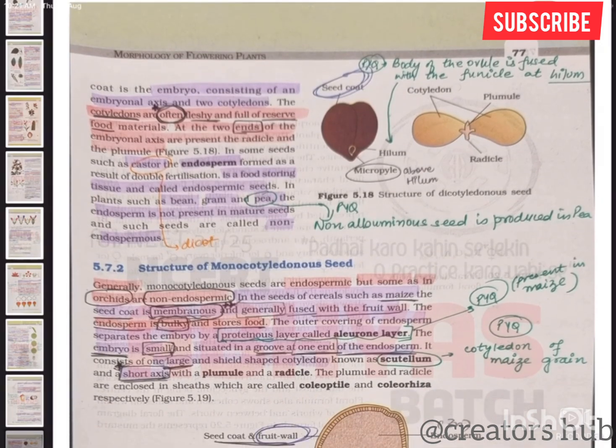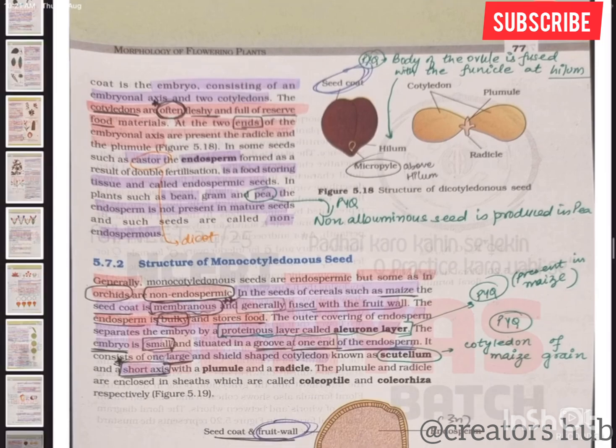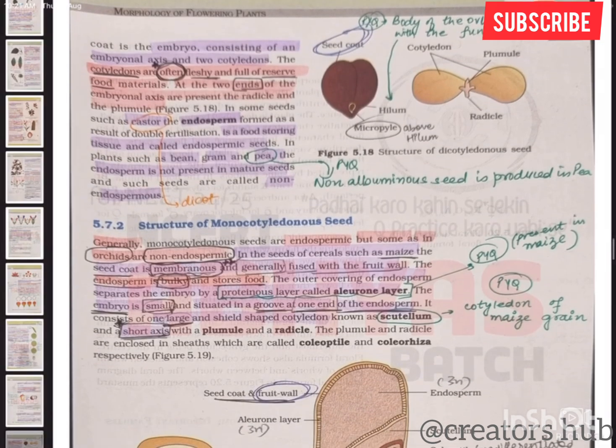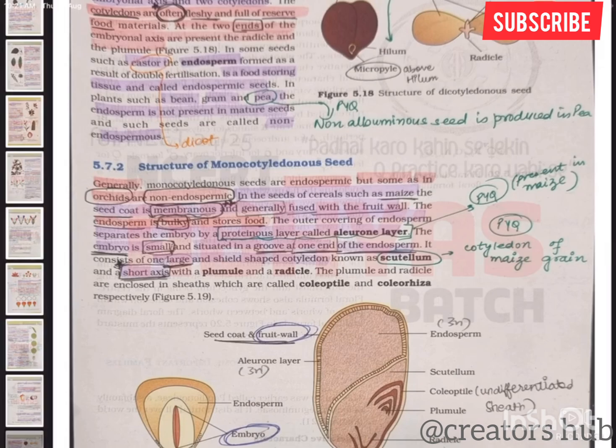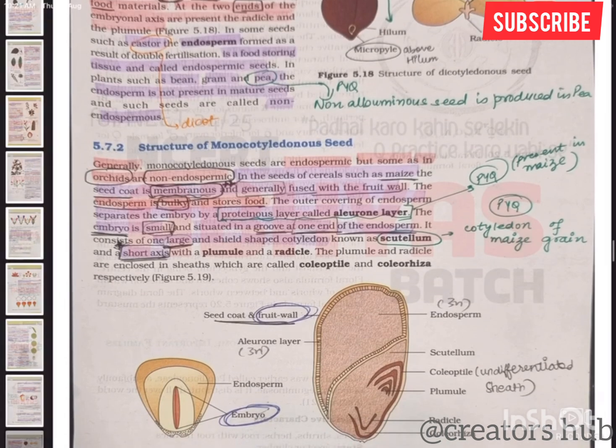The cotyledons are often fleshy and full of reserve food material. At the end of the embryonal axis are present the radicle and the plumule. In some seeds, such as castor, the endosperm formed as a result of double fertilization is the food storing tissue and these are called endospermous seeds. The endosperm is not present in mature seeds of others, and such seeds are called non-endospermous.